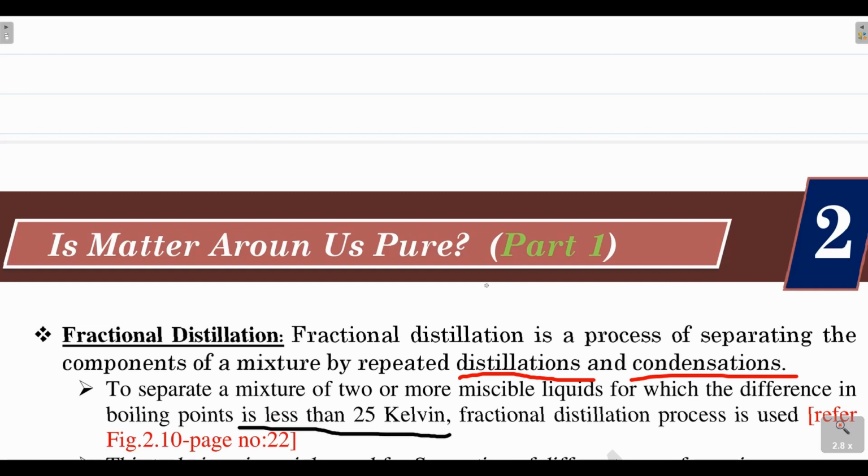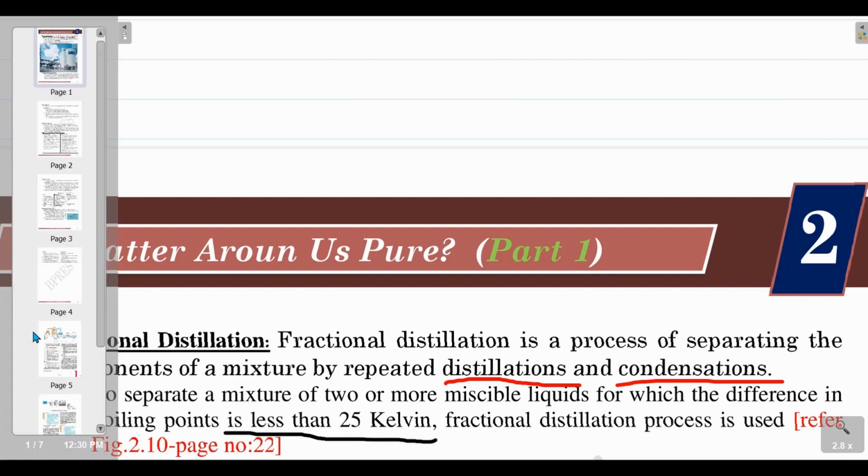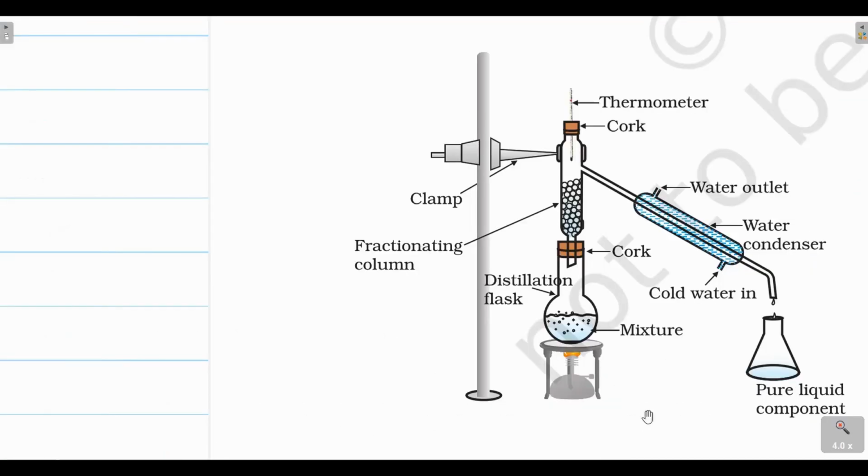That means if we make a small change in the apparatus for the distillation process, then we will get the apparatus for fractional distillation. Just refer to page number 22, figure 2.10 for the diagram of fractional distillation. Okay, let's see the diagram in detail. This is almost similar to the apparatus for the distillation process, except an additional fractionating column is inserted in this apparatus. This is the distillation flask where we keep the mixture and heat it so that the mixture starts to boil.